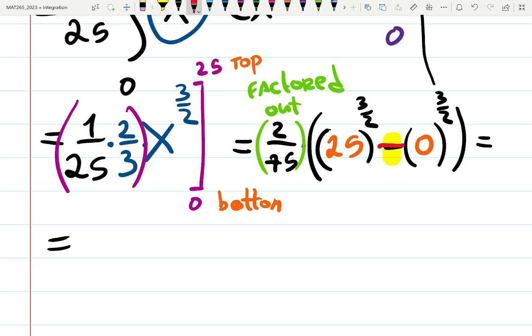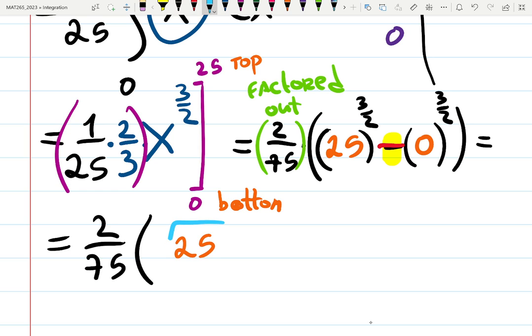25 to the 3/2, what is that? Let's do it together. So I keep 2 over 75 waiting. So I have 25. That's also required for you to know. 3/2 can be rewritten as a square root to the third power.